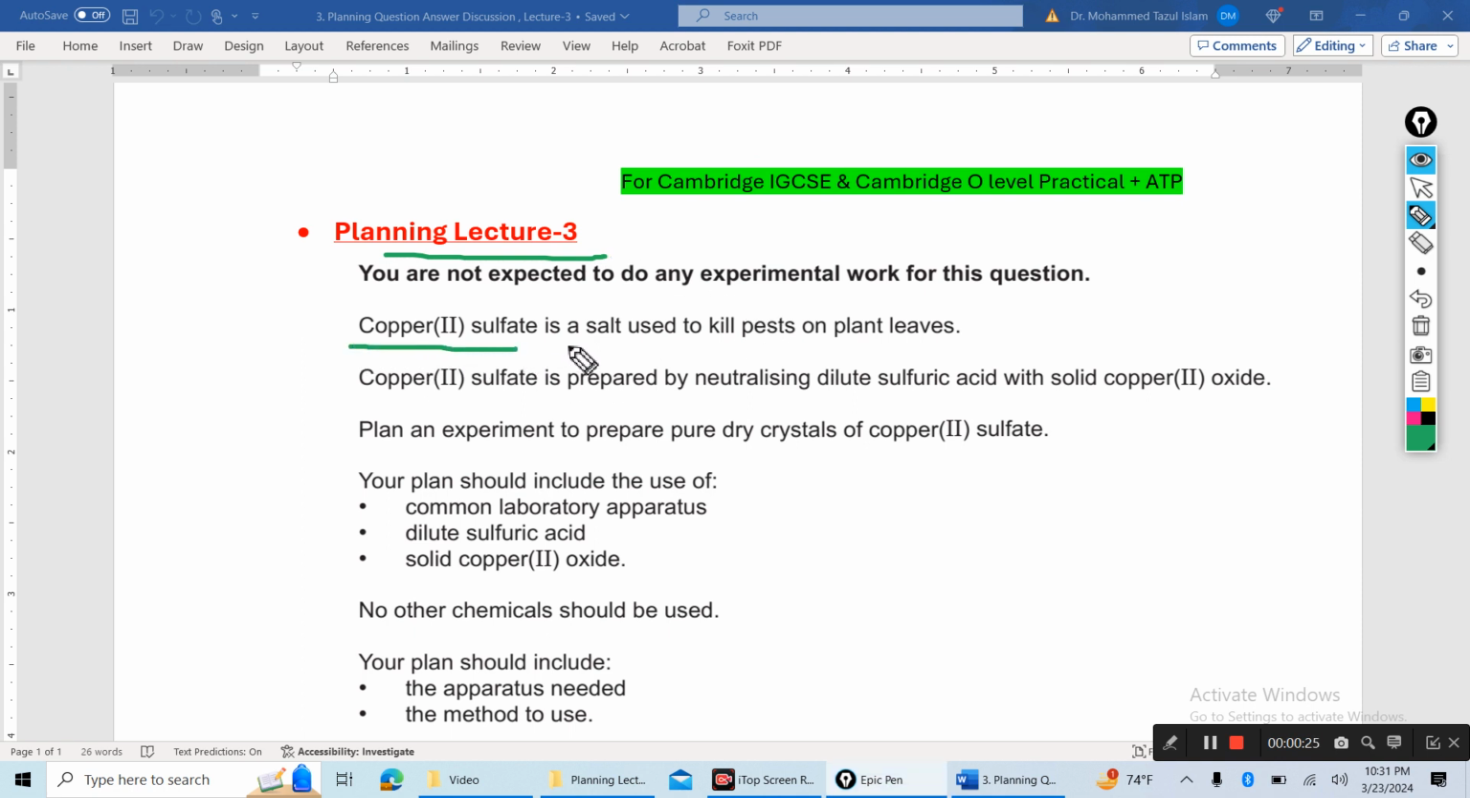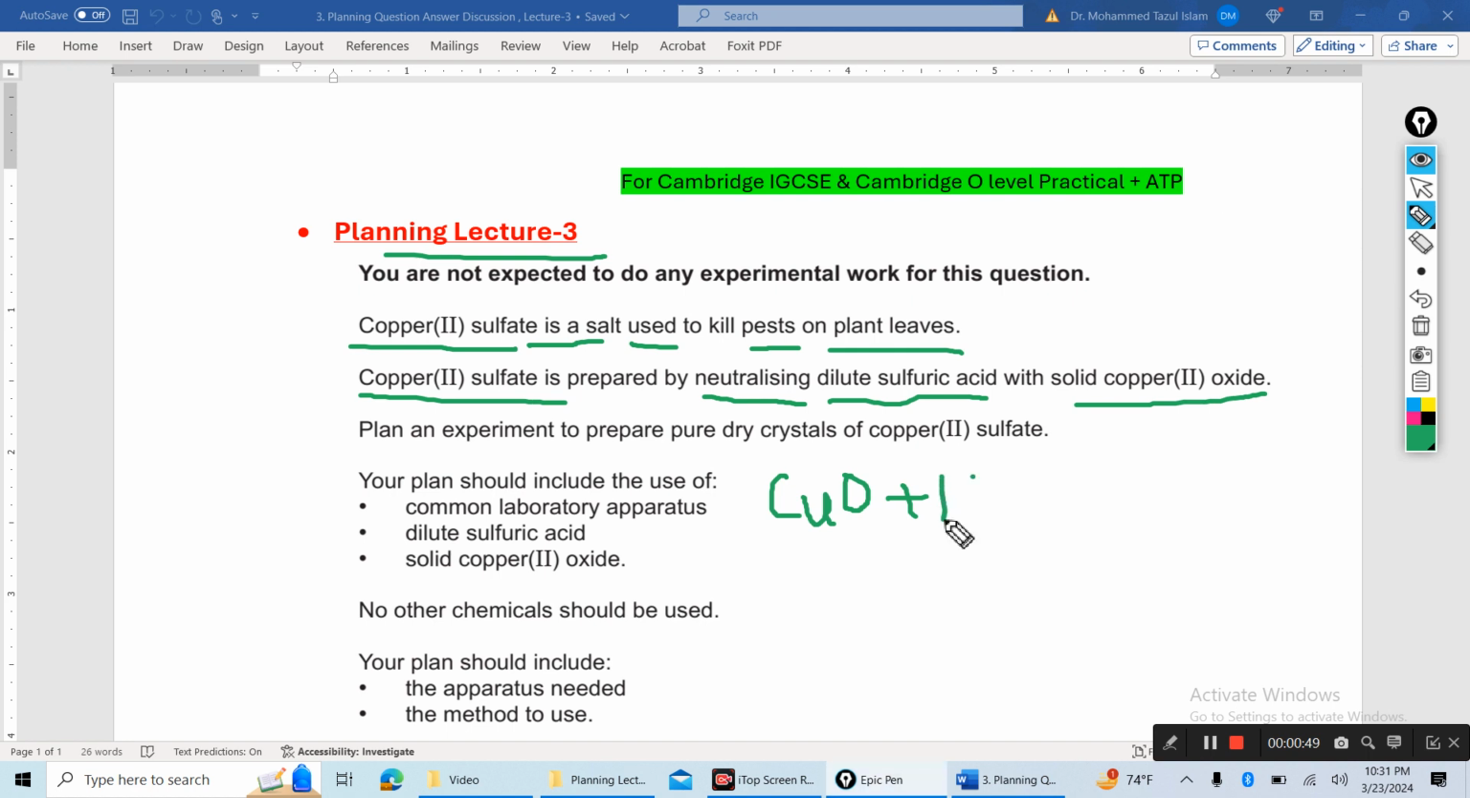Copper(II) sulfate is a salt used to kill pests on plant leaves. Copper(II) sulfate crystals are prepared by neutralizing dilute sulfuric acid with solid copper(II) oxide. I mean copper(II) oxide reacts with sulfuric acid to produce copper(II) sulfate.